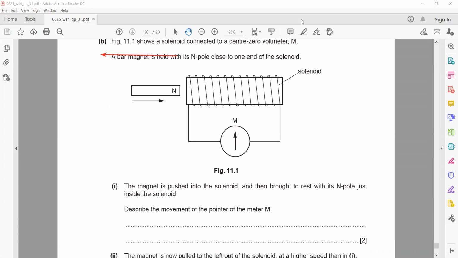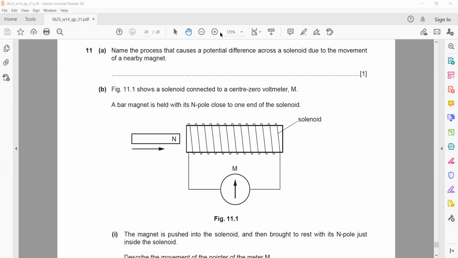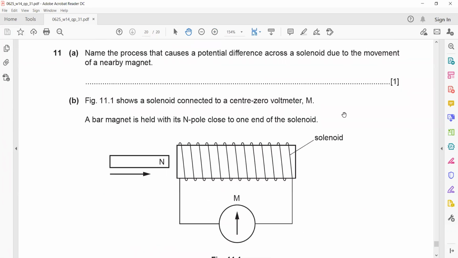So these are the questions related to electromagnetic induction. Because this is an important topic, you will find the same question repeated every time with the same concept. So that's why I discussed this topic with you.